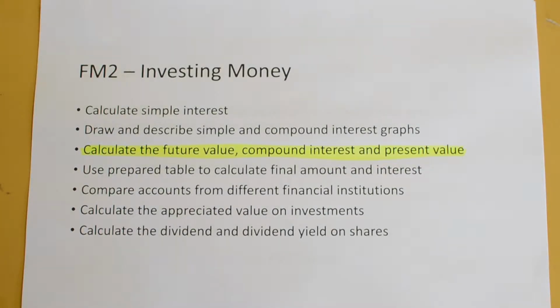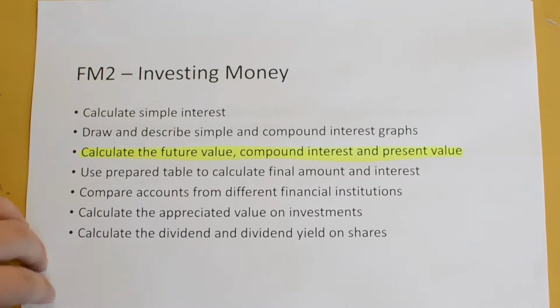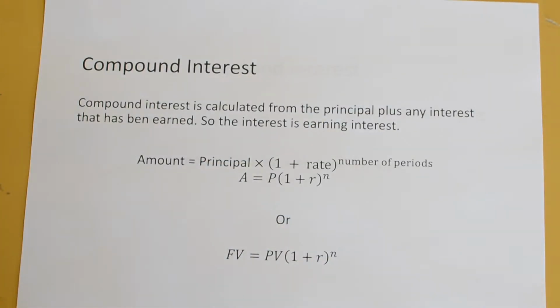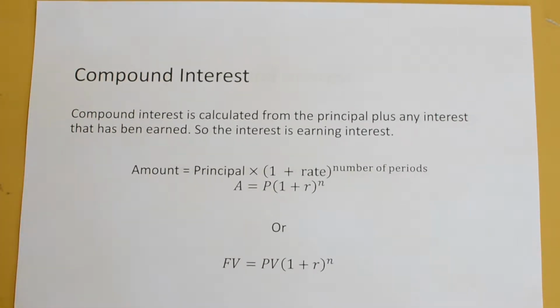Hi, today I'll be talking to you about investing money, in particular calculating the future value of compound interest and the present value. Compound interest is when your interest earns interest. So compounding means on itself, and this is different to simple interest because you only earn interest on the principal. But in compound interest, the interest that you earn is added to your principal, and the total amount is used to calculate your next set of interest.